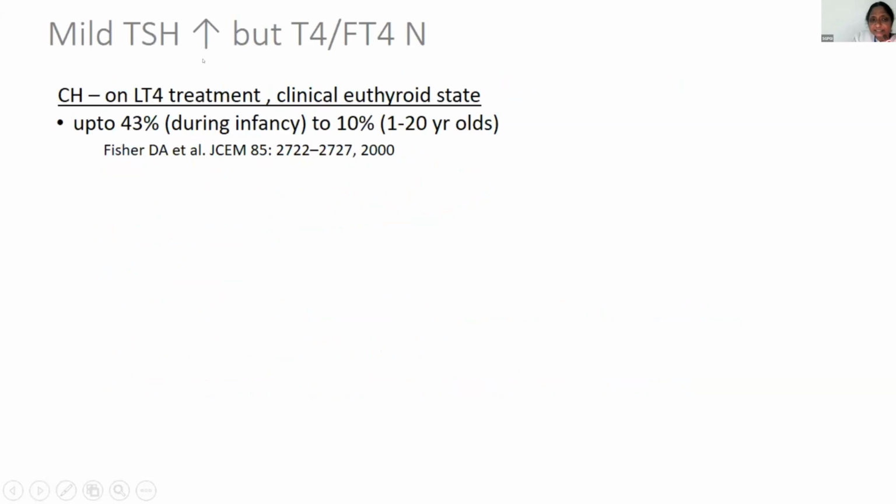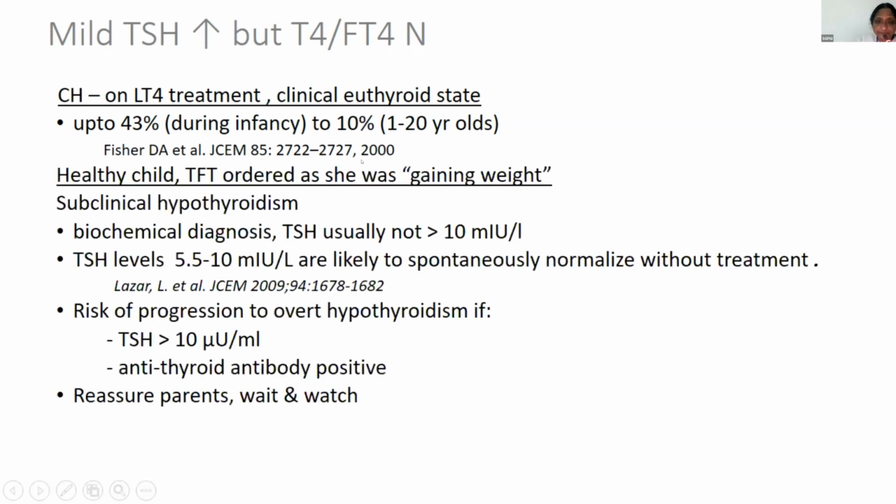And this mild TSH elevation with a normal FT4 on treatment, even in congenital hypothyroidism, up to 43% during infancy, a mild TSH elevation is reported. And in older children, it tends to be lower, even with treatment.